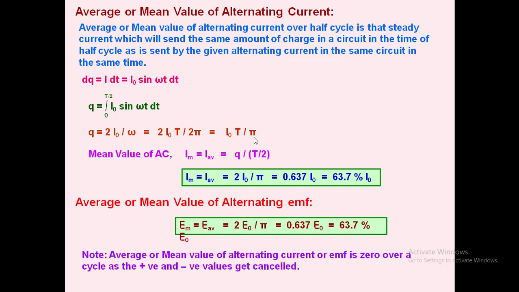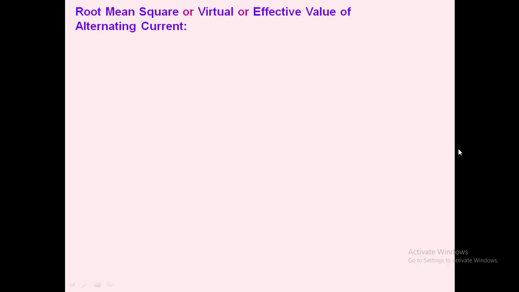Note, the average or mean value of alternating current or EMF is 0 over a cycle, as the positive and negative values get cancelled. That is the reason we determine the average value for half cycle. But for a complete cycle, the value is equal to 0.